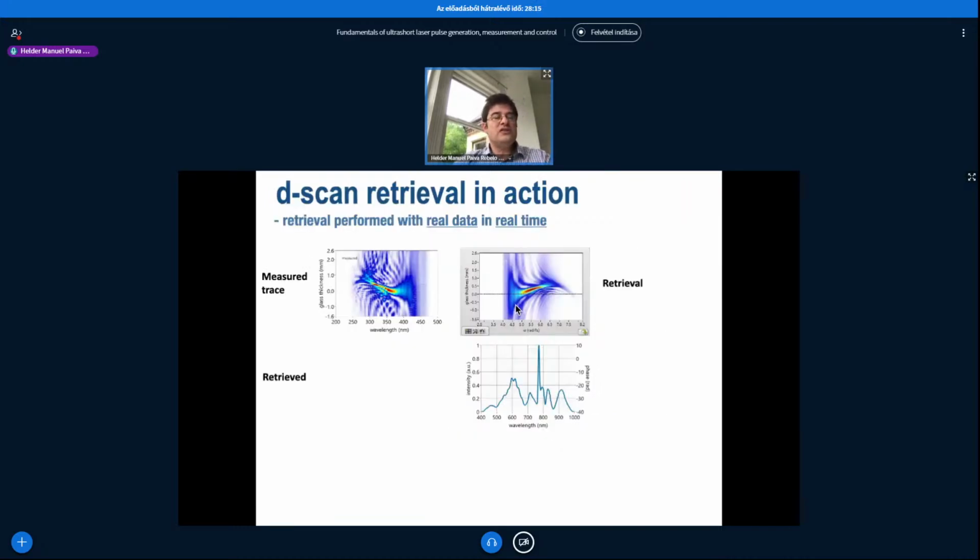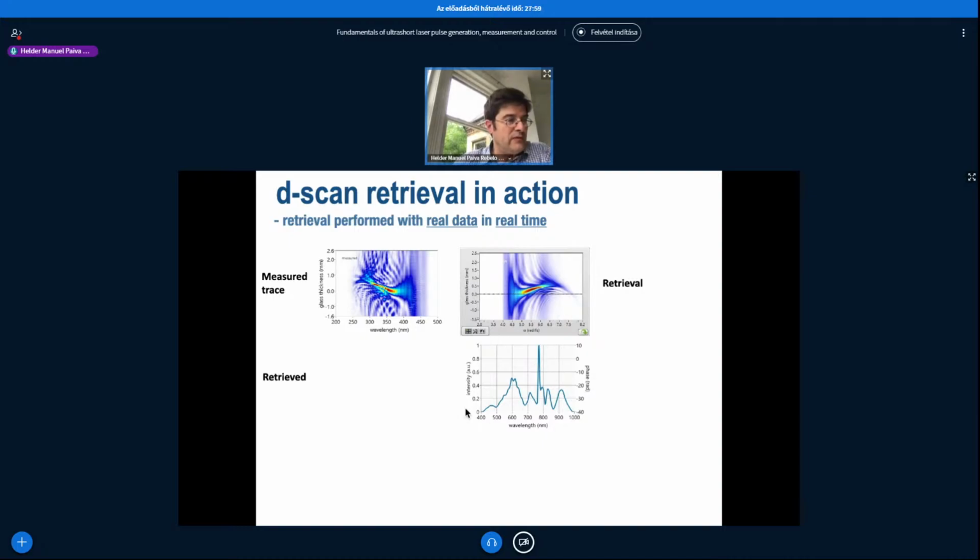And I'm going to show you this very rapidly. So this is a numerical retrieval of an actually measured trace. This is a measurement of an extremely short pulse, around 3 femtoseconds in duration. And the algorithm will start by calculating the phase.